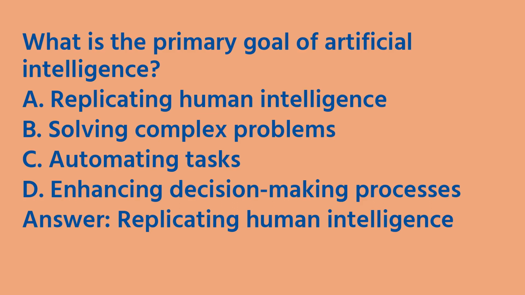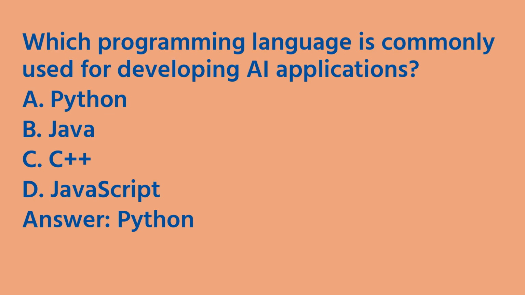What is the primary goal of artificial intelligence? A. Replicating human intelligence. B. Solving complex problems. C. Automating tasks. D. Enhancing decision-making processes. Answer: Replicating human intelligence.